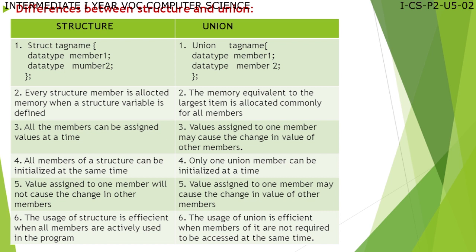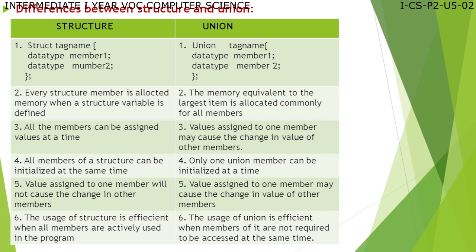the semicolon. Next, in a structure, every structure member is allocated memory when the structure variable is defined. In a structure, we have to allocate every member, however many members we are declaring. It will be allocated the memory when a structure variable is defined. Coming to the union, it uses memory equivalent to the largest item. It will provide the memory for the union members according to the largest item, allocated commonly for all the members.